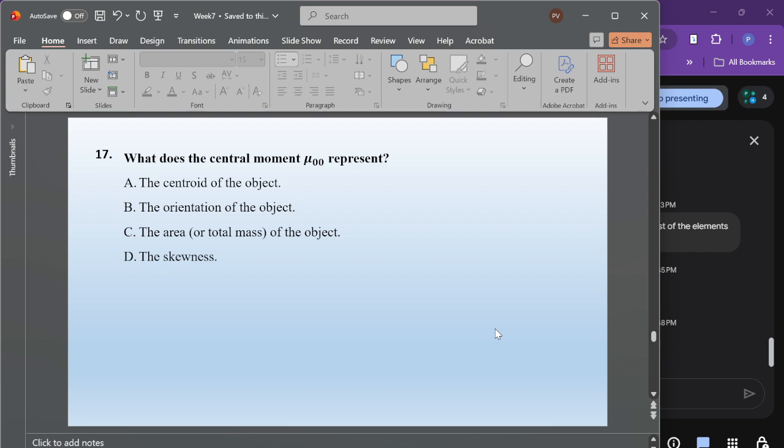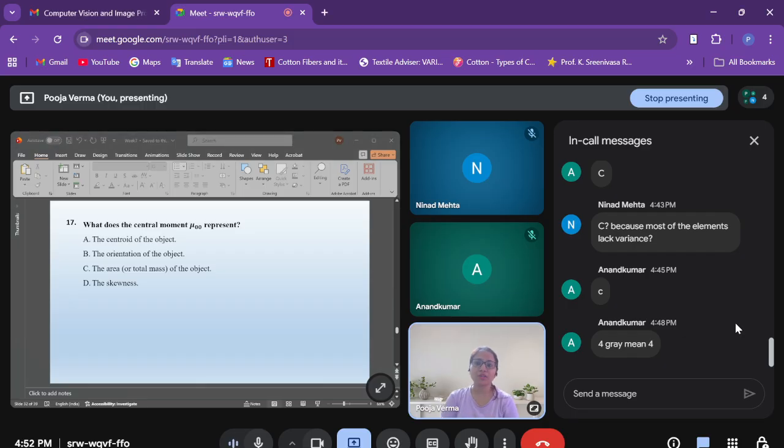So our next question is, what does the central moment mu 00 represent? Option A, the centroid of the object. Option B, the orientation of the object. Option C, the area or total mass of the object, or the skewness. Which option is the correct one? We have solved one question on M00 and M22.